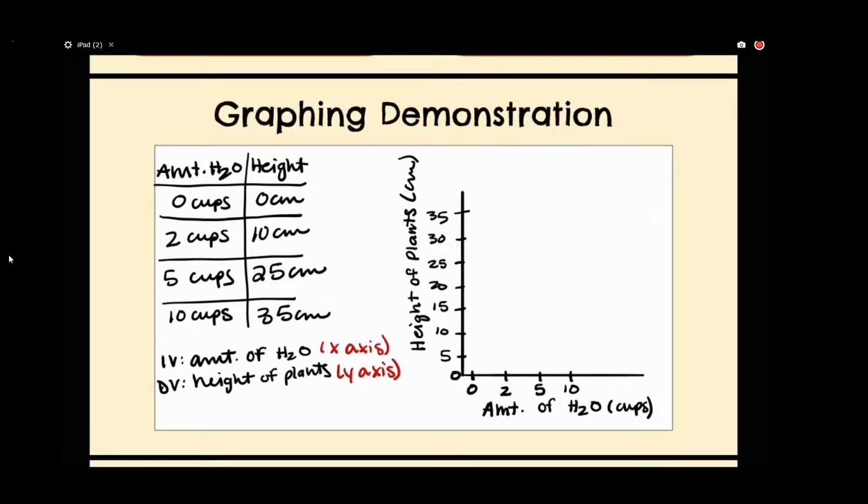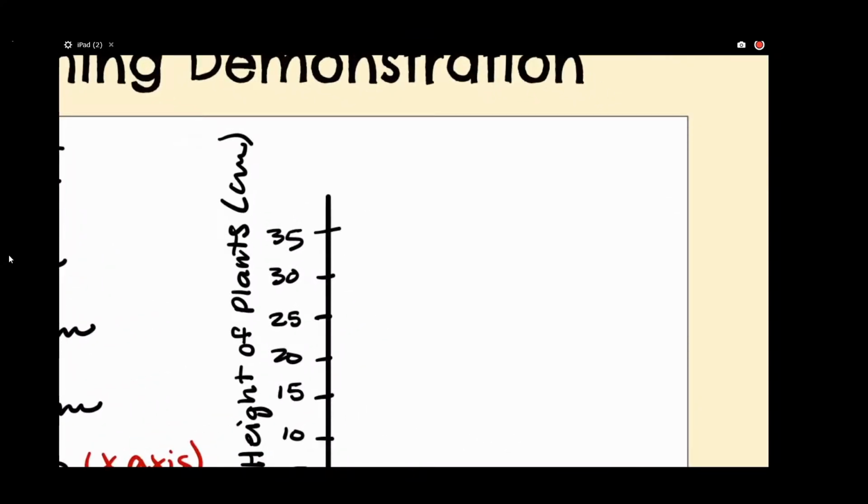Okay, before I move on so that I don't forget, I'm going to make sure that I title my graph. And again, I want to make sure I include how the independent variable is affecting the dependent variable. So I'm going to choose to title it: how amount of water influences plant height.